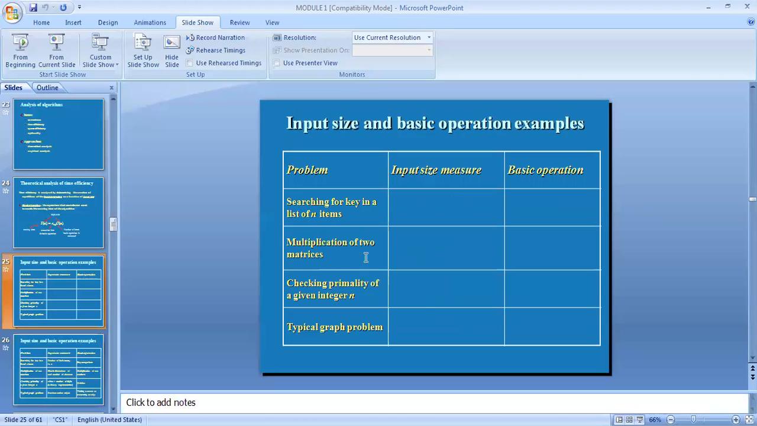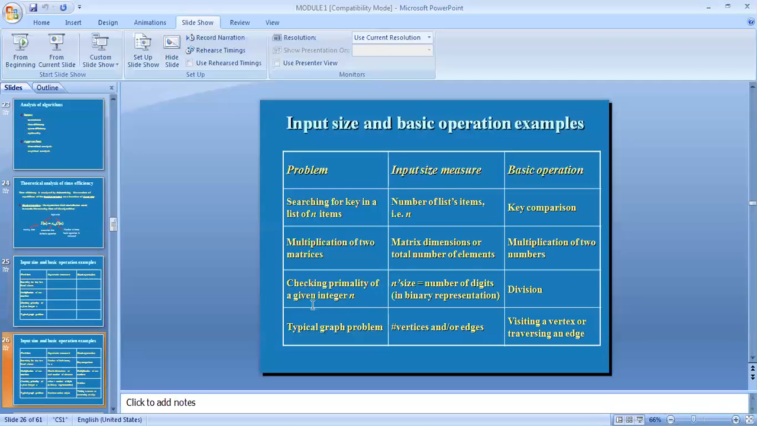For the multiplication of two matrices, the number of rows and the number of columns is the input size. For checking the primality of a given integer, it is the number of digits in the given number. For a typical graph problem, it is based on the number of vertices and edges.